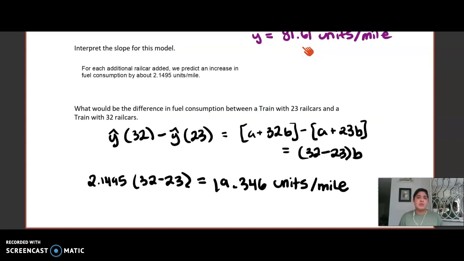Now, for the slope, usually there's going to be one interpretation. So for each additional rail car added, we predict an increase in fuel consumption by 2.1495 units per mile. Again, just our interpretation with the value in the context.